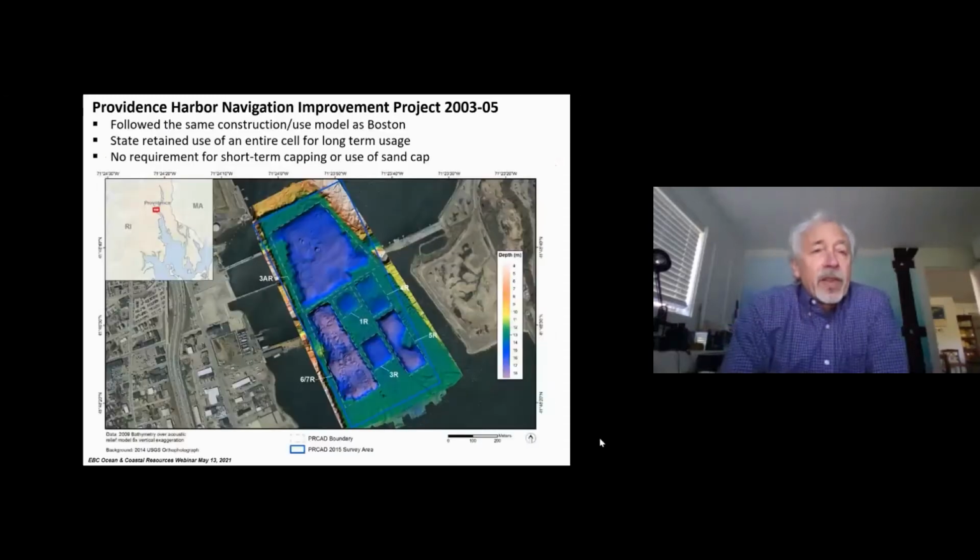So then, building on that, the Corps moved on to Providence Harbor. Following the same construction model, a couple of changes happened here. The state retained an entire cell for their own use, for both state peers as well as some private entities, and charged a tipping fee for material to go in. And they didn't require a sand cap or short-term capping. They left them open, put in as much material as they actually could.